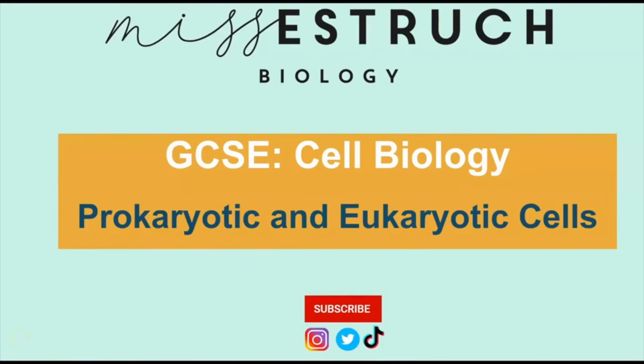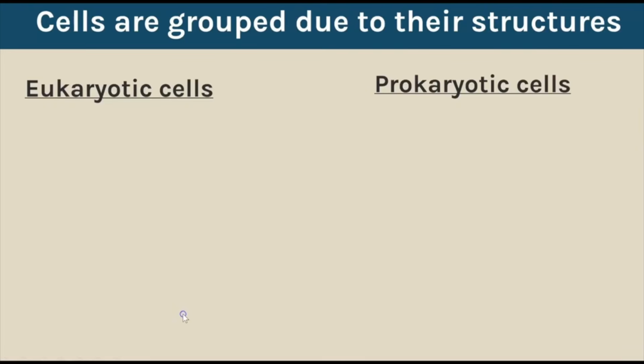I'm going to be going through prokaryotic and eukaryotic cells in this video for GCSE biology. So let's have a look at some of the key differences between prokaryotic and eukaryotic cells. First of all, this is just a way to group cells based on similarities or differences in their structures. Eukaryotic cells are plant and animal cells, and you'll be familiar with that from Key Stage 3, whereas prokaryotic cells are bacteria cells.